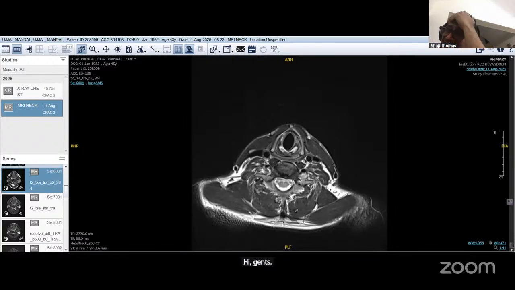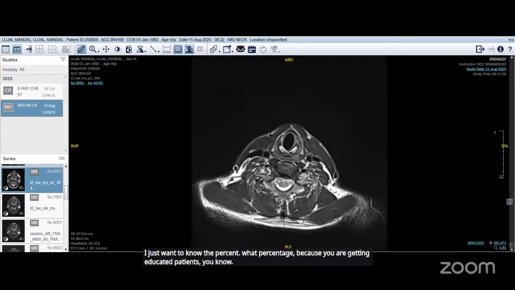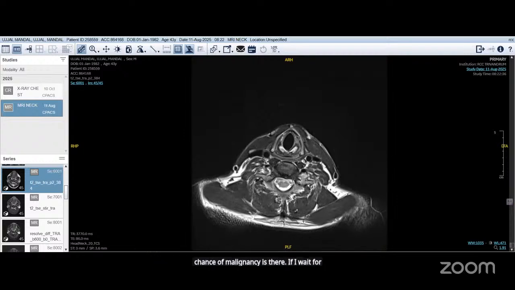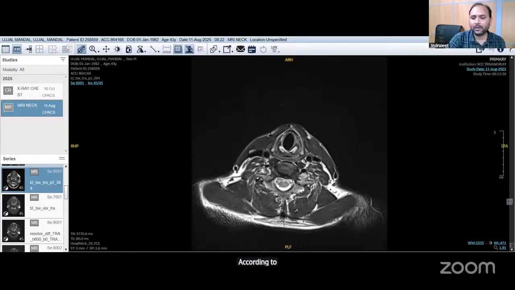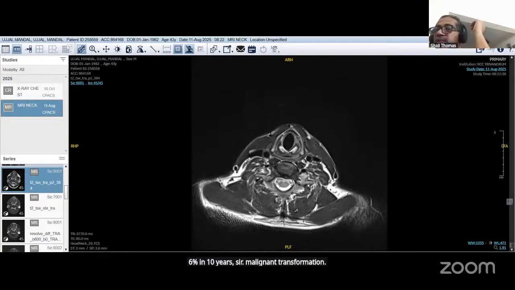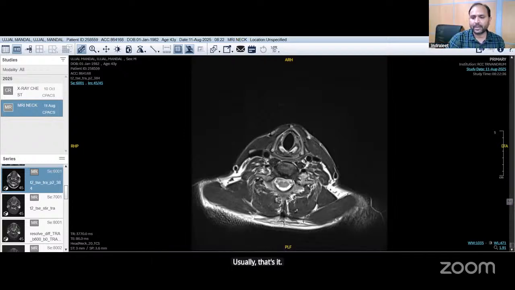I just want to know the percentage. Because you are getting educated patients in your private OPDs, they will ask how much chance of malignancy there is if I wait for 5, 10 or 15 years. According to a study, ma'am, there is a risk of I think 6% in 10 years for malignant transformation. Indraji, in your practice, how many cases have you seen of pleomorphic adenoma turning malignant? At RCC, I have seen 3 or 4 cases in the last 2 years, sir.